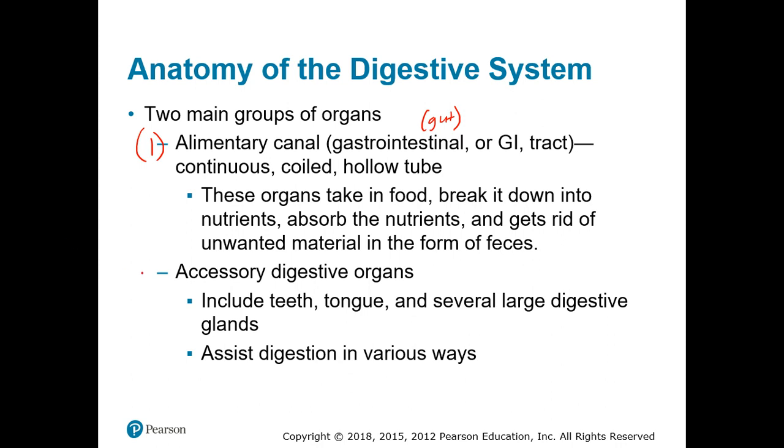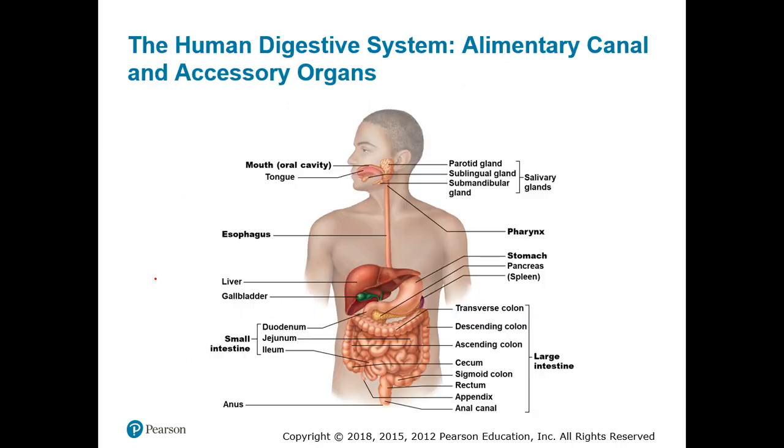The second major group of organs are known as accessory digestive organs. These include teeth, the tongue, and a lot of large digestive glands as well. These just assist in digestion, whether it be moving food, mechanically breaking down food, or releasing enzymes or juices to help break down food even further.